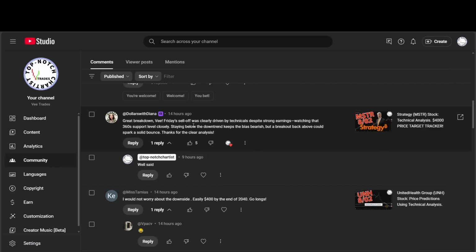Great breakdown, V. Friday's sell-off was clearly driven by technicals despite strong earnings. Yes, I 100% agree with that. Traders do not care about the earnings. If they see the downtrend, they're going to be taking a short. If they see an uptrend, they're going to take a long. They don't really care about the earnings.